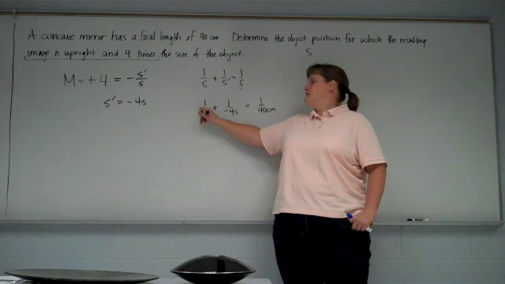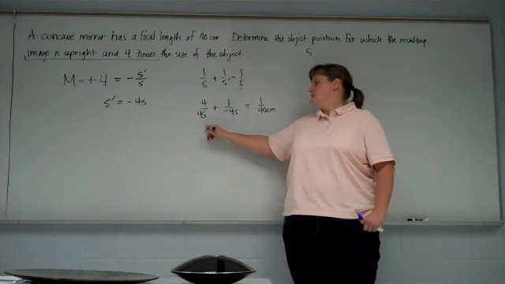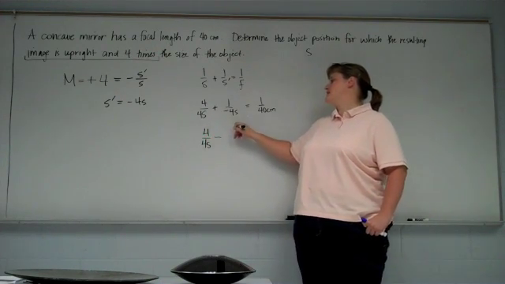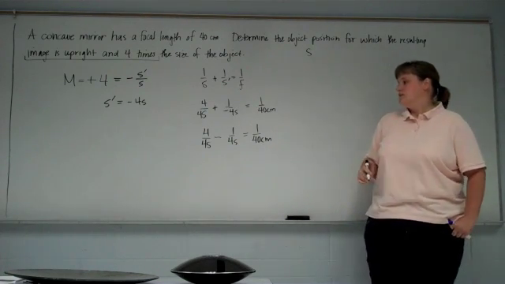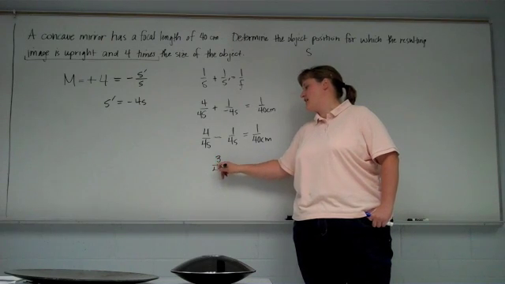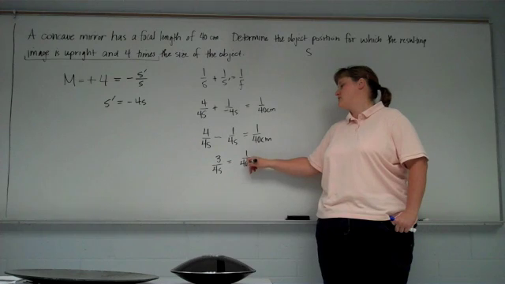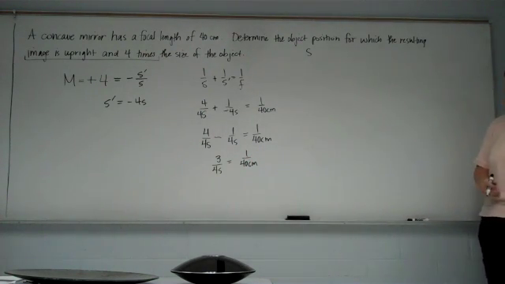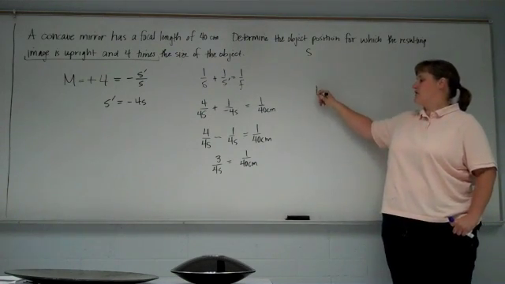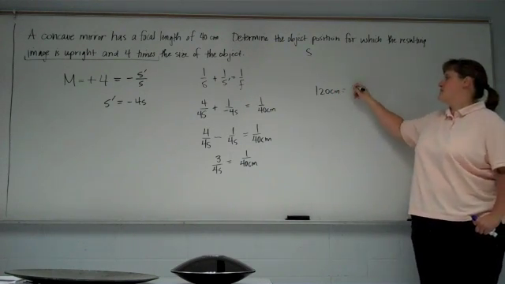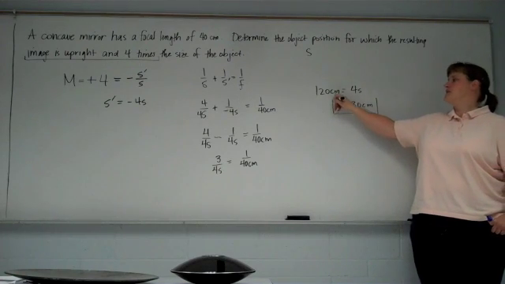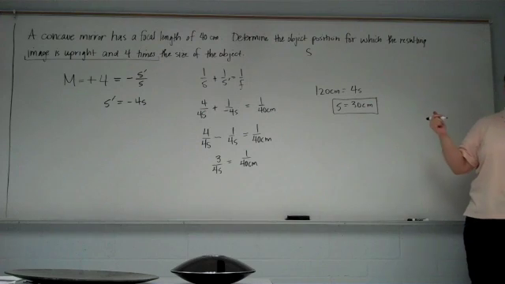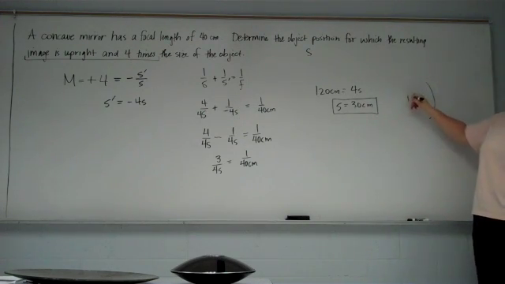Let's get a common denominator. So we basically have 4 over 4S minus 1 over 4S, and that equals 1 over 40 centimeters. 4 minus 1 is 3. So we have 3 over 4S is equal to 1 over 40 centimeters. Cross multiplying, 3 times 40 is 120 centimeters, and 4S times 1 is 4S. So S must be 30 centimeters. Exactly right. So this is our mirror, and our object is placed 30 centimeters in front of the mirror.